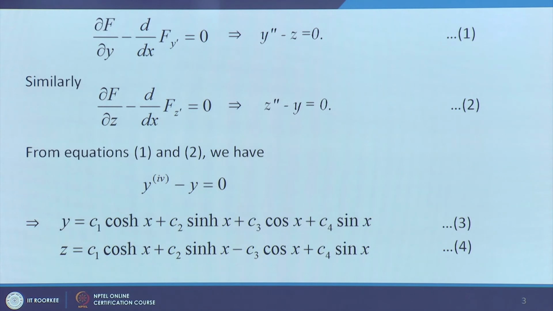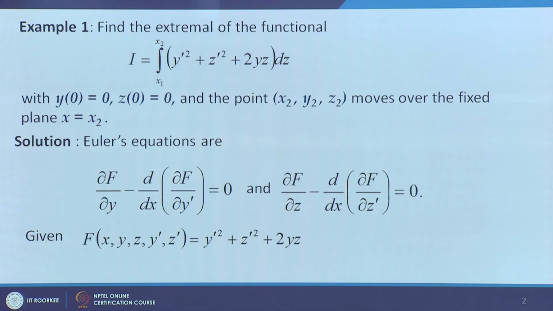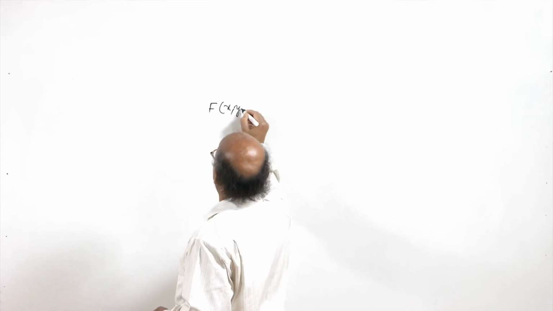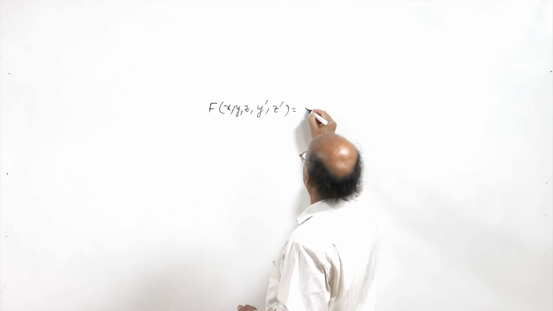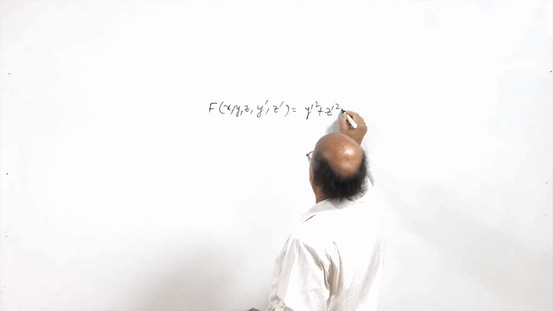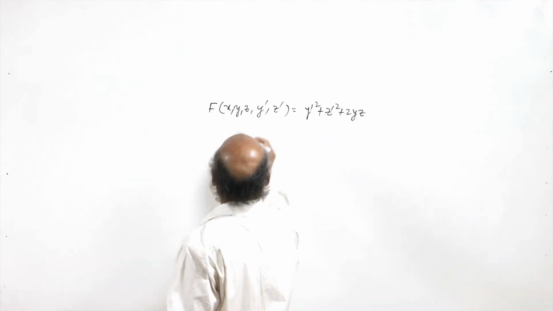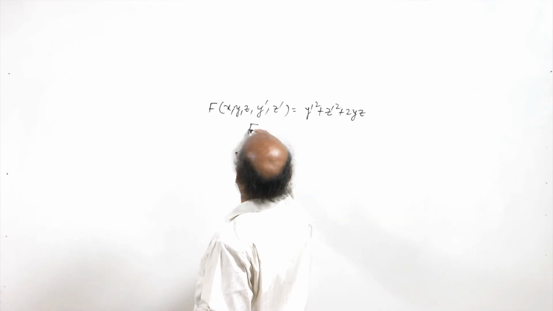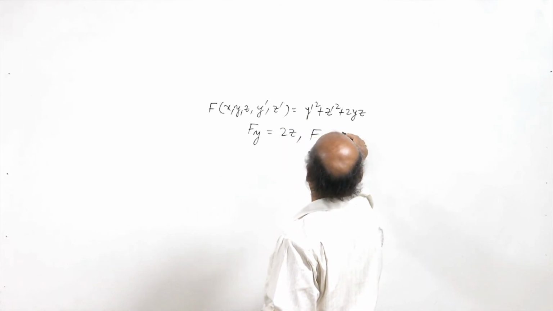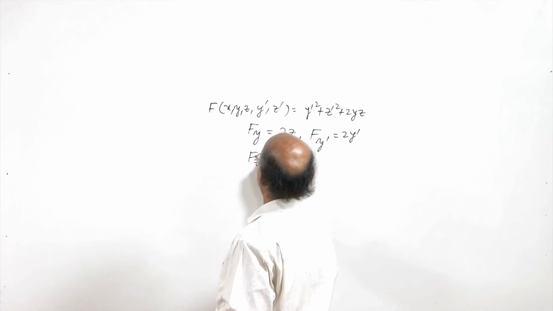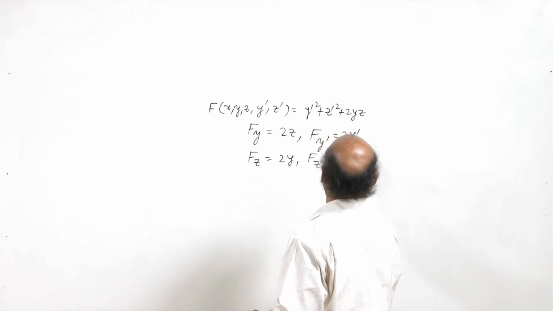From f of x, y, z, y dash, z dash we get f y equal to 2z, f y dash equal to 2 y dash, f z equal to 2 y and f z dash equal to 2 z dash.